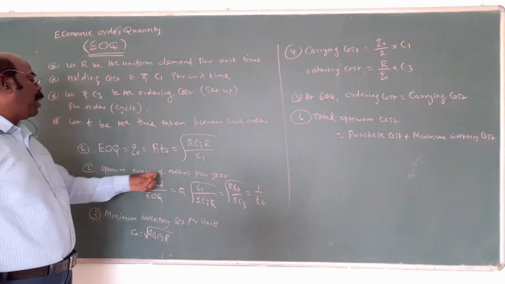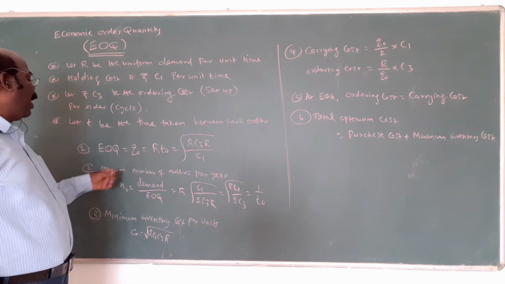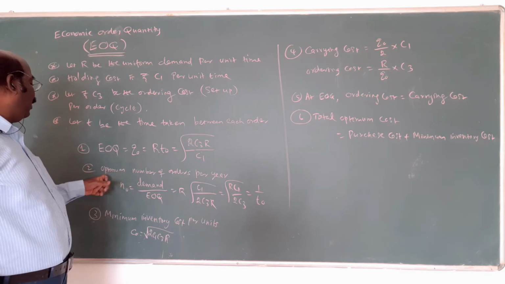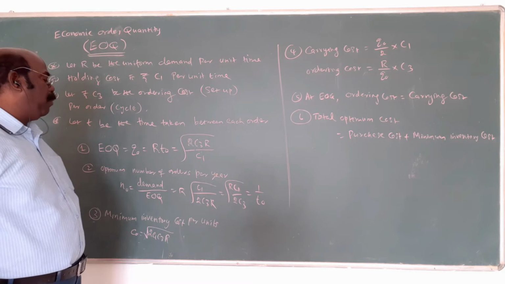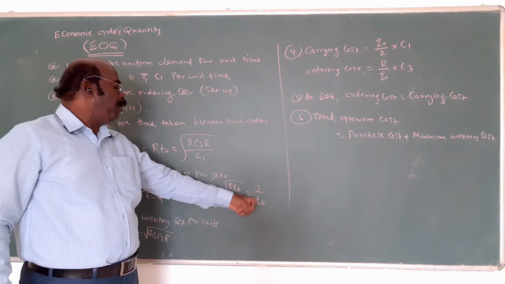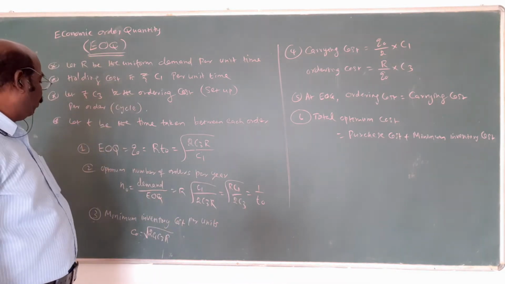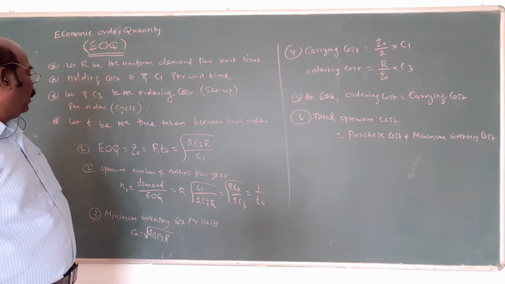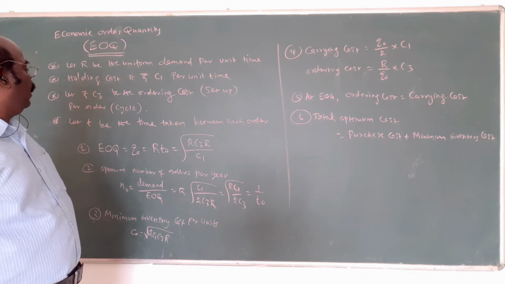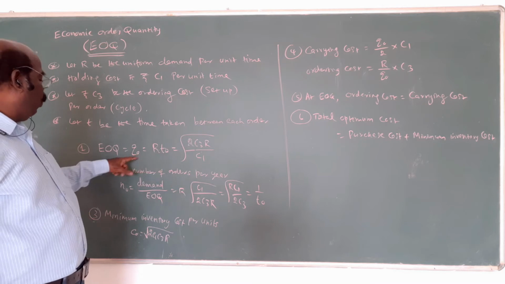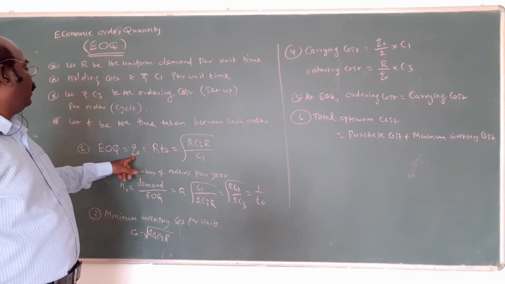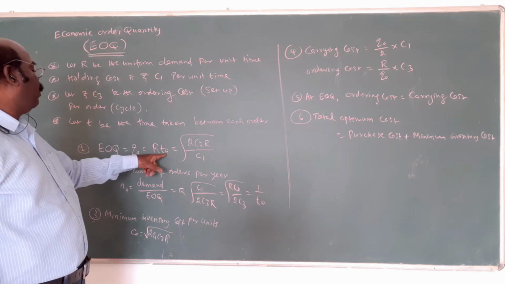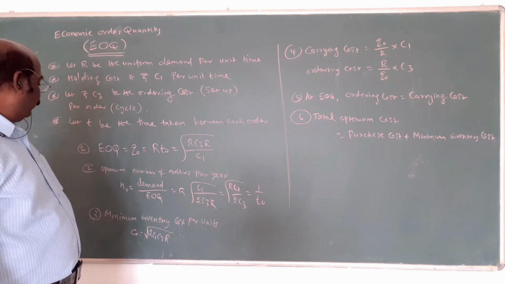The optimum number of orders per year, N naught. N equals demand divided by Q naught, otherwise the reciprocal of T naught. Am I right? Therefore T naught equals what? Q naught by R. T naught equals Q naught by R.